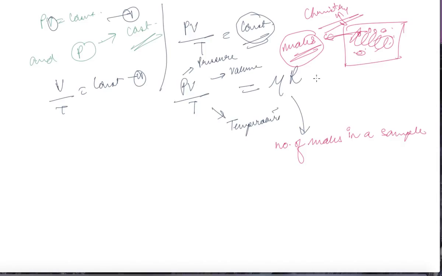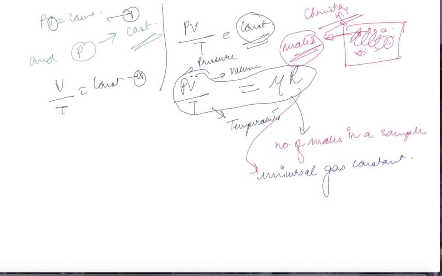And now R, if I want to define R, is the universal gas constant. Now this whole equation is for ideal gas. When we talk about ideal gas, we talk about there being no intermolecular attraction between one and the other molecules or atoms. So this is the equation, that is Boyle's law for the ideal gas equation.